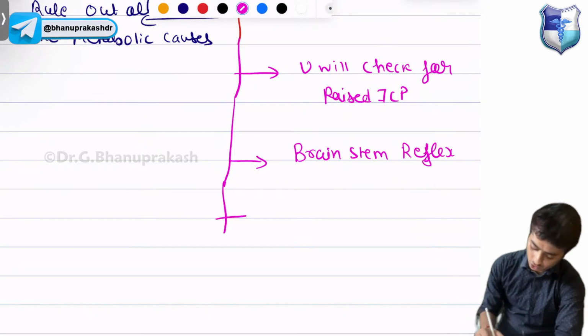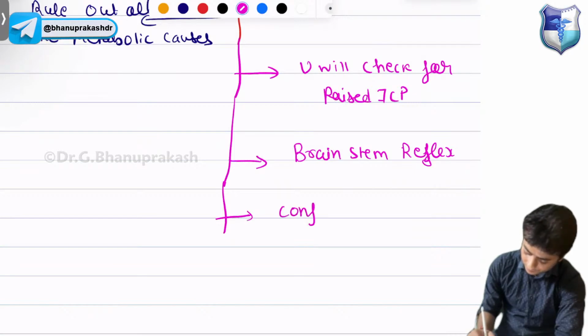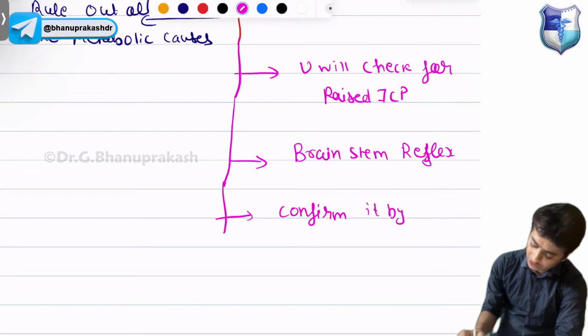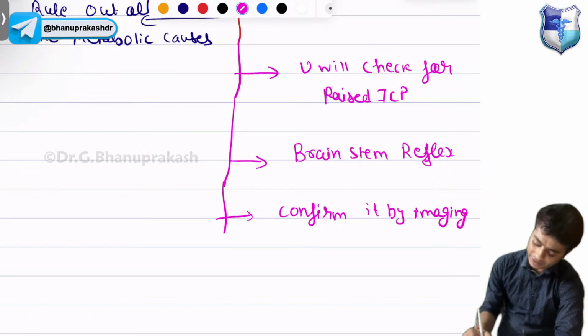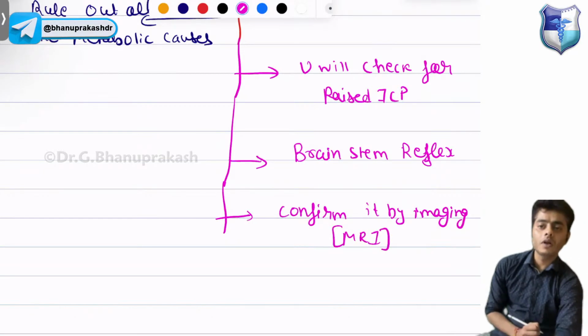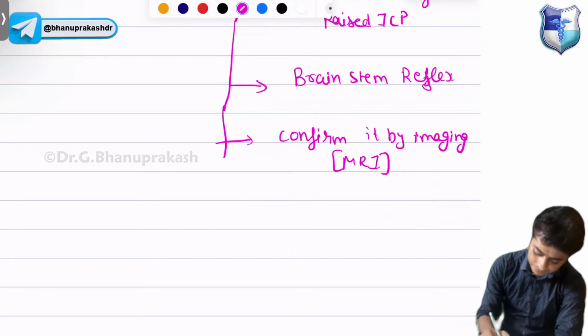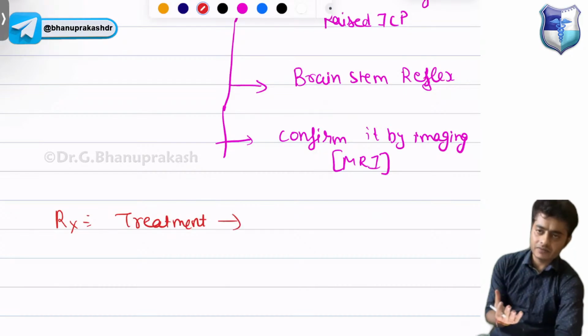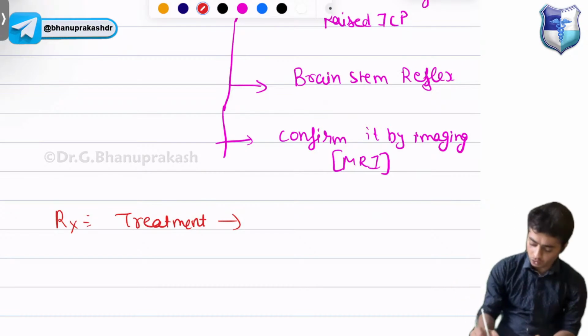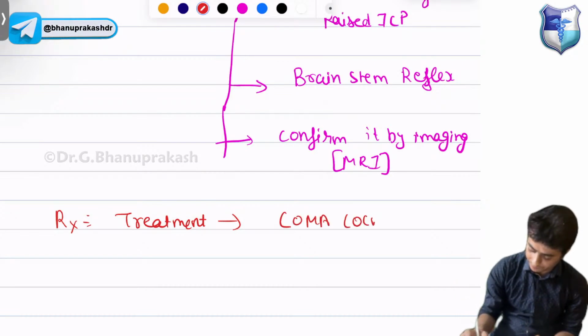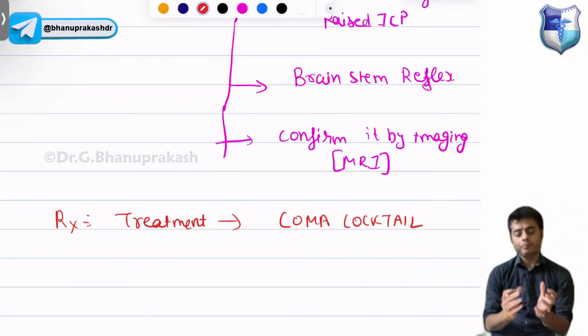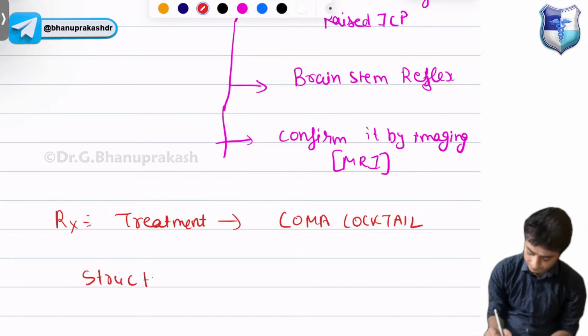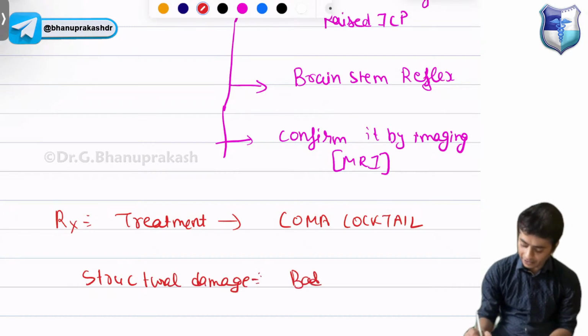Then you will confirm it by imaging, like MRI. After confirming it by imaging, you will proceed with treatment. If metabolic, I have already told you, you have to replace the electrolyte or whatever condition is there, or you can give coma cocktail. And the patients having structural damage generally have a bad prognosis.